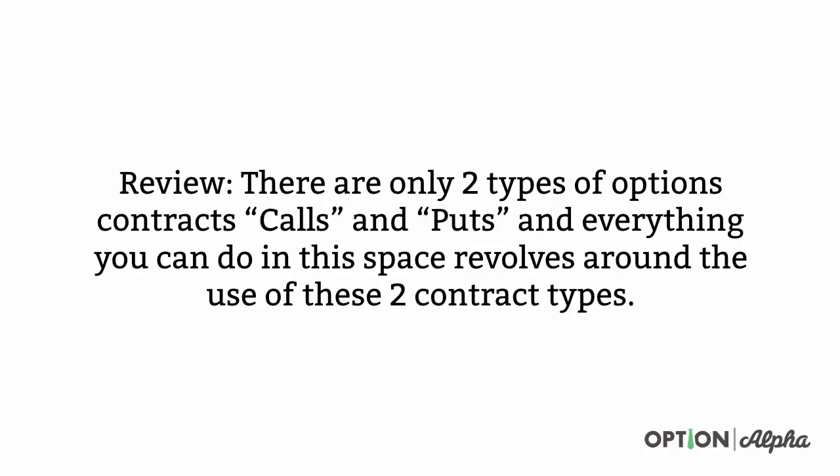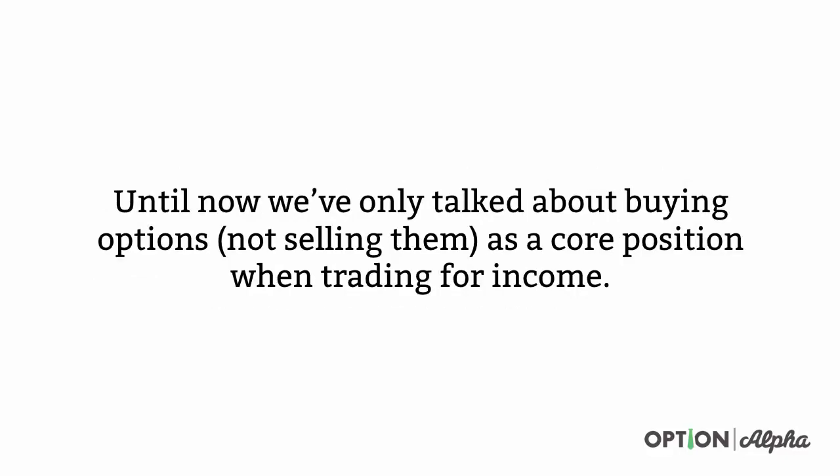Now, as a quick review, there are only two types of options contracts out there, calls and puts, and everything you can do in this space revolves around these two types of contracts. Until now, in our track 1 here for beginners, we've only really talked about options buying, not really about selling. We've mentioned that there's an option seller, but it's kind of been like this person who's on the other side of the trade. We haven't really talked about how they can actually build a core position selling options versus buying, and how that can be the basis for trading for income.